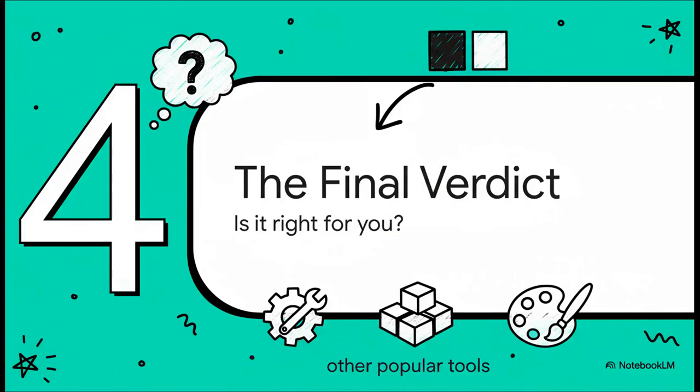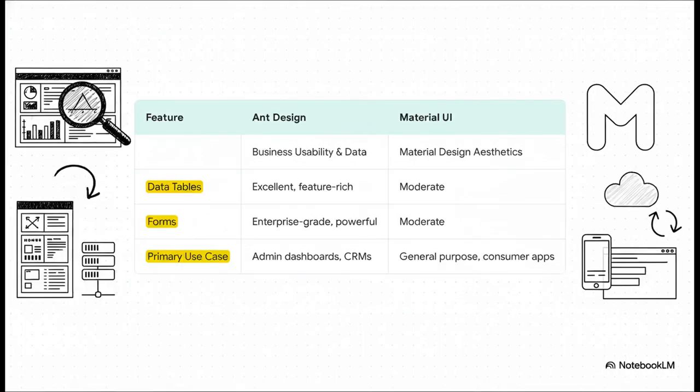So, all of this brings us to the most important question, right? Is Ant Design the right choice for your next project? To figure that out, let's put it head-to-head with some of the other big names out there. First up, Ant Design versus Material UI. The biggest difference here is just focus. Ant Design is obsessed with business usability and data. That's why its tables and forms are so incredibly feature-rich. Material UI, on the other hand, is fantastic for more general-purpose apps that need to follow Google's material design aesthetic. For a complex internal dashboard, though, Ant-D almost always has the edge.